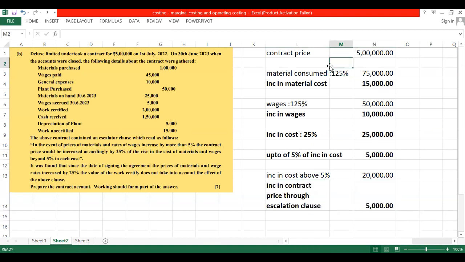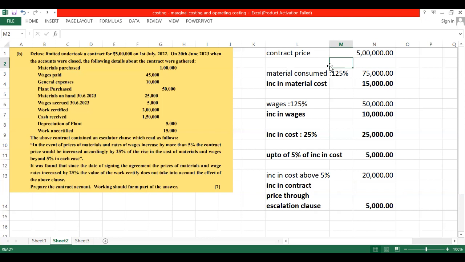So first what we did, we started with finding what is the net increase, the total increase in the cost, that is this 25% that we have found out. And then up to 5% of the increase, there is no change in the contract price. So that we have to reduce. So from 25%, we reduce that 5%. So what is the net total increase on which the escalation clause will apply? It will apply on the 20% increase in cost, which is 20,000 rupees.